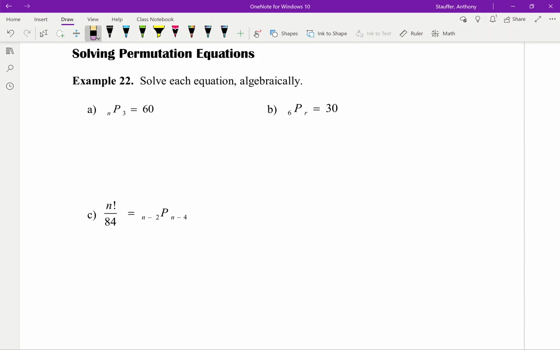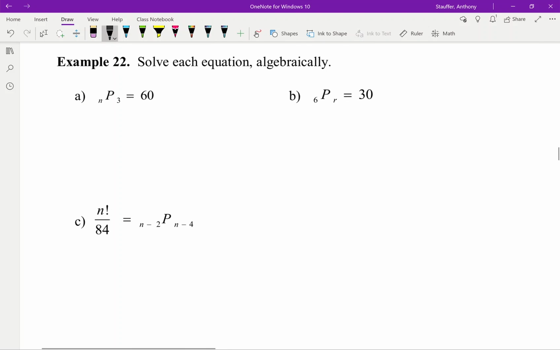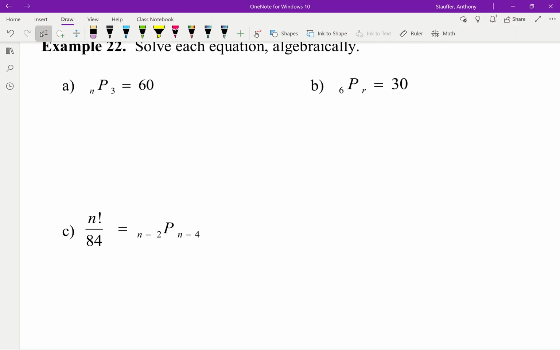The first two we're going to have to solve with sort of a more logical approach, whereas the last one is going to be solely an algebraic approach. But let's dive into this. So the first one that we have is nP3 equals 60.